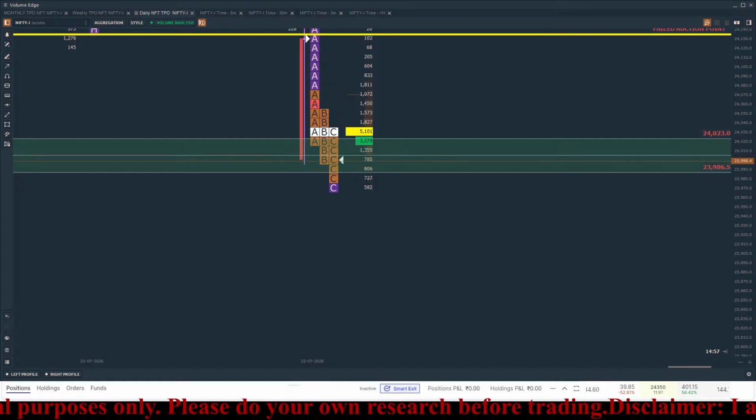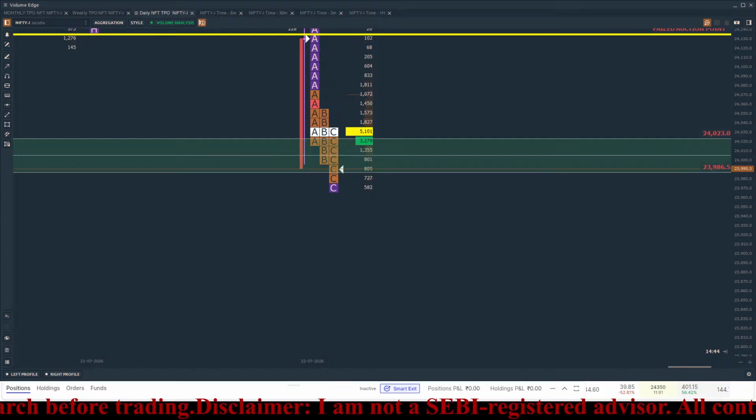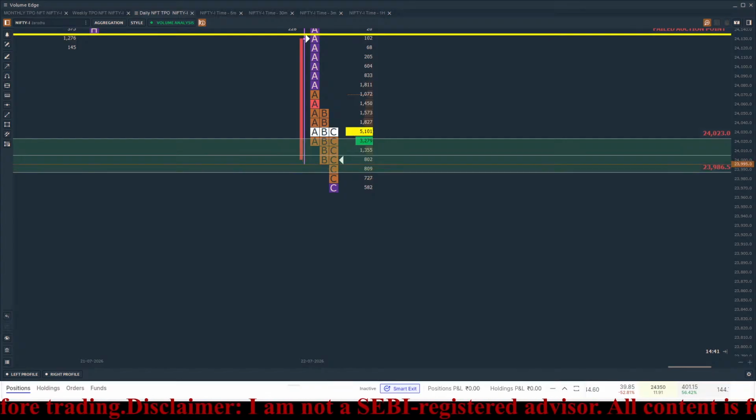I will try to connect, because we were a little late and the first A period we couldn't capture. But I think tomorrow we'll try to connect a little early and then we will be able to see. So these are the levels which are working now.